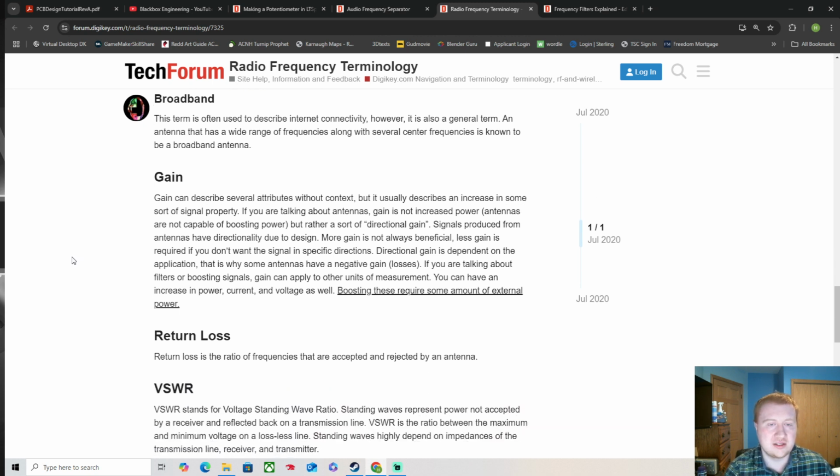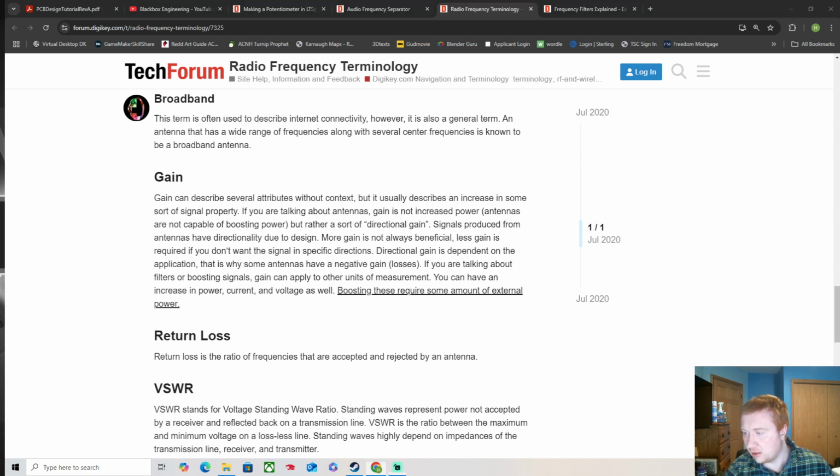Gain could mean a lot of different things, but it's typically an increase in some sort of signal property. With antennas, the gain is not increased power. Antennas are not capable of boosting power, but have a kind of directional gain, meaning that, again, an antenna will work better if it's pointed a certain way because it's shaped a certain way. Signals produced from an antenna have directionality due to design.